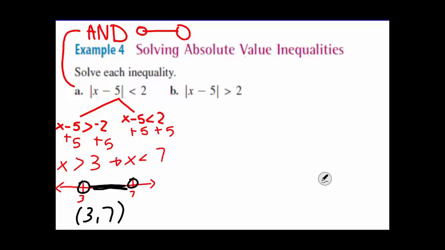Alright, so our next problem here, the interval notation, 3 to 7, do the same thing. But since this is greater than, our answer should have a gap in the middle. The shading should be shooting outward.